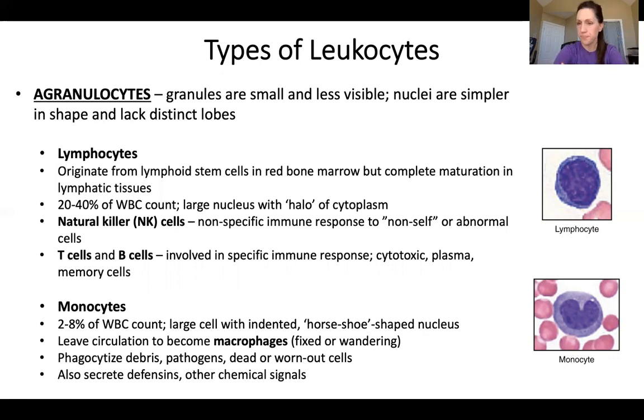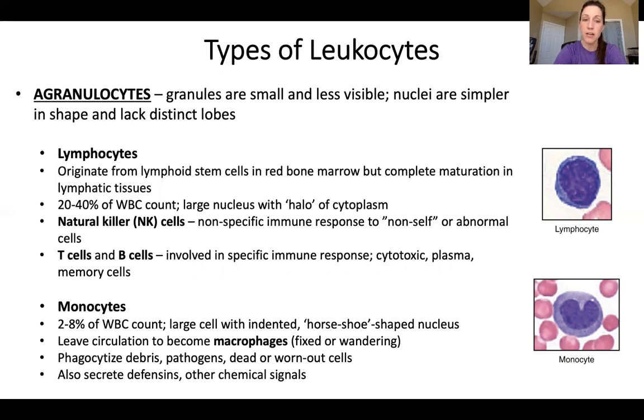Now, lymphocytes are going to differentiate into 3 different types. So there are 3 different sort of categories of lymphocytes. You've got your natural killer cells or NK cells, and then you have your cells that are going to become T cells and B cells.